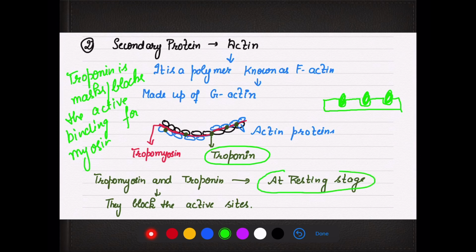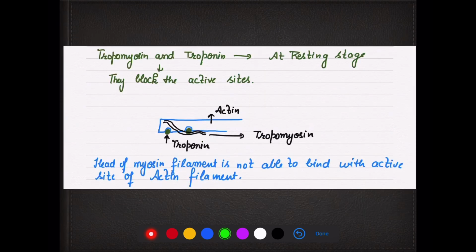And when does this happen? At the resting stage. So tropomyosin and troponin block the active sites for myosin, right? This is clear. So at the resting stage, they block the active site. Now how do they look? As you can see, this is the actin filament, and it has a few pockets. These are the active sites for myosin, which should have been open, but who has now come and sat there? They are covered by troponin, as well as a fiber thread-like structure moving around this, which is the tropomyosin.